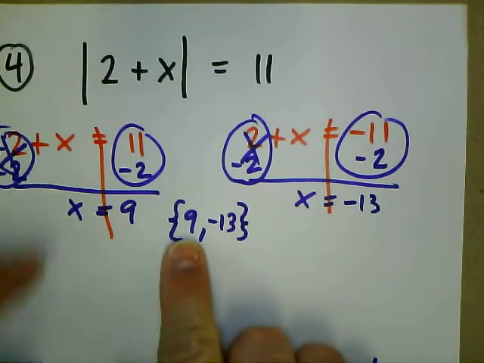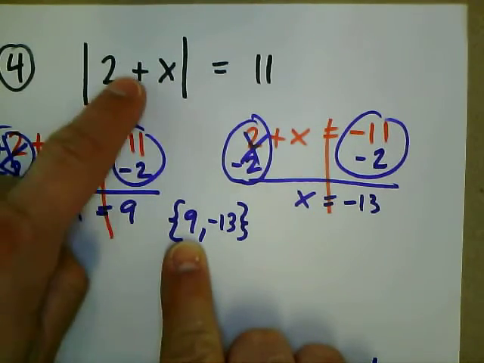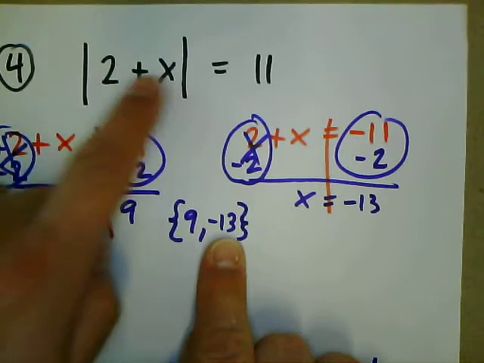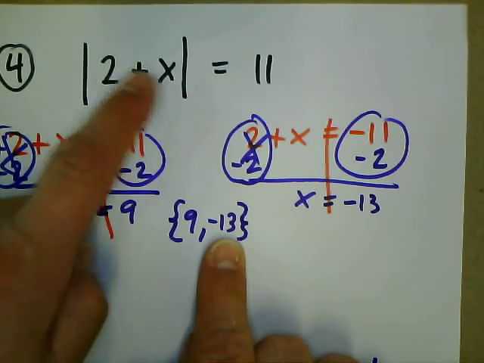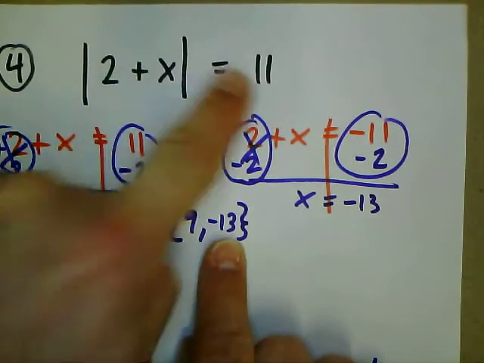Doesn't work. By the way, if I put 9 in here, 2 plus 9 is 11. Absolute value of 11 is 11. -13, so 2 plus -13 is -11. The absolute value of -11 is 11. So that's how that works.